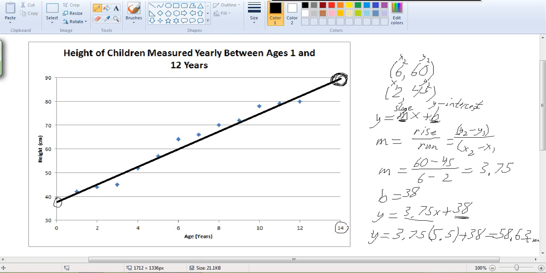And those are probably the two most common ways that you'll use a trend line: plugging an x-coordinate into the equation, or predicting data past what you've measured. I hope that helped.